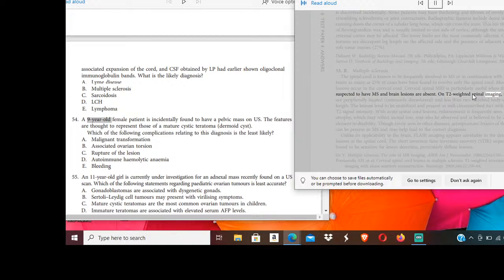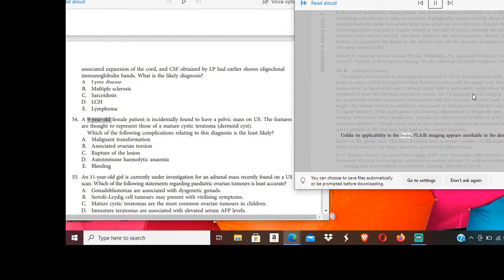On T2 weighted spinal imaging, most plaques are peripherally located, commonly dorsolateral, and less than 2 vertebral body segments in length. The lesions tend to be multifocal and present as well-circumscribed foci with an increased T2 signal intensity. With acute spinal cord lesions, enhancement is frequently seen. Spinal cord atrophy, which may reflect axonal loss, may also be observed and is believed to be an important element in disability. Though rarely seen in other diseases, asymptomatic lesions of the spinal cord can be present in MS and may help lead to the correct diagnosis.